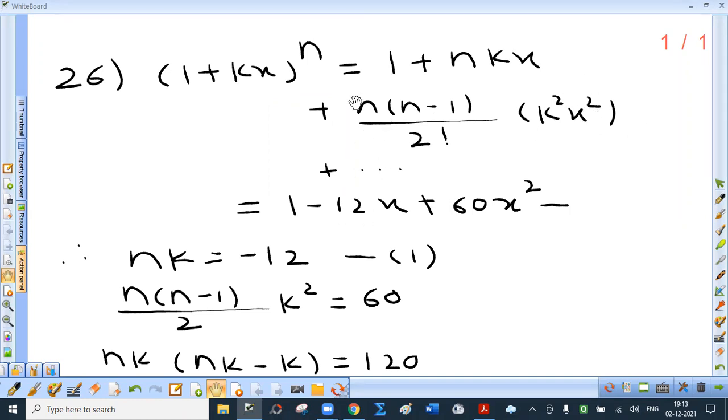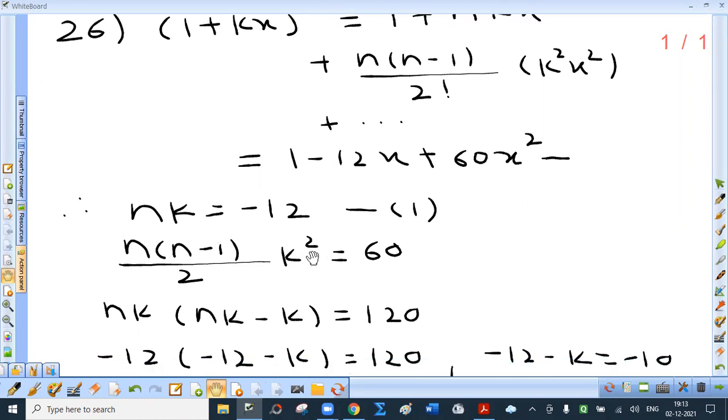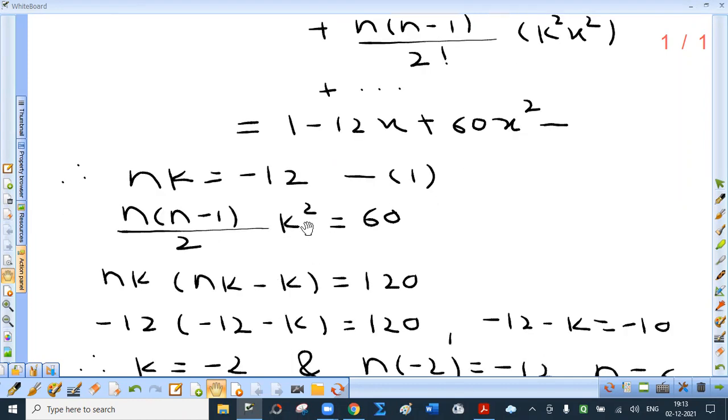Compare with this. So 1 is 1 obviously. nk is minus 12. And this into k square is nothing but 60. Because coefficient of x square is 60. Now, k square is kk. So nk into (nk minus k), because you have to multiply both the terms by k. But nk is minus 12. We have to write the reason for this. So minus 12 into (minus 12 minus k) is 120.